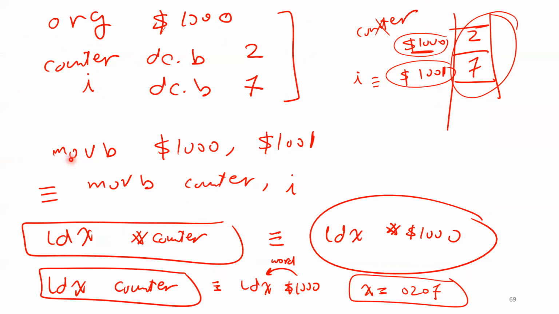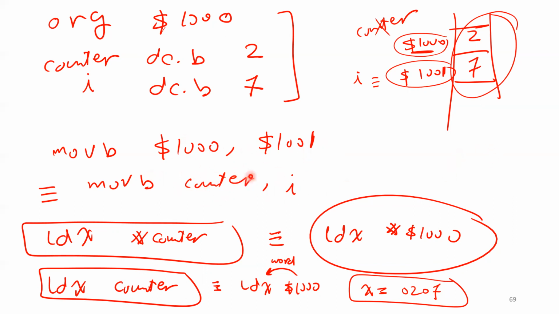So for example, when I say move byte 1000 to 1001, you are going to copy a byte from here to here. It's exactly the same thing as move byte counter comma I, because counter is going to be replaced by 1000 and I is going to be replaced by 1001. So exactly the same thing.